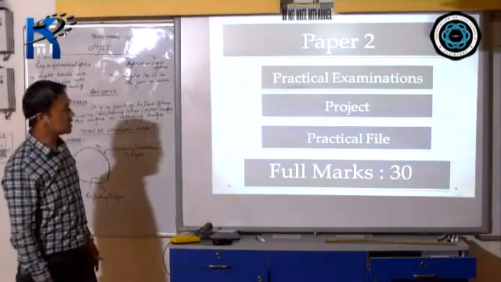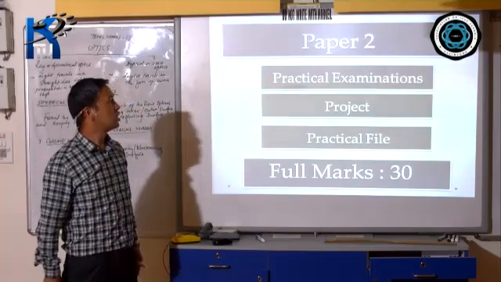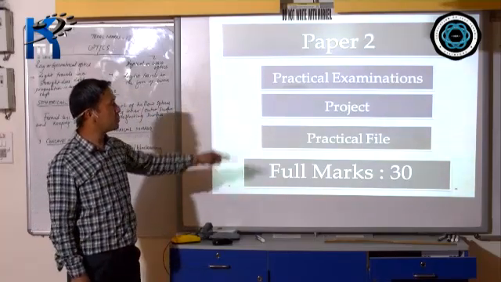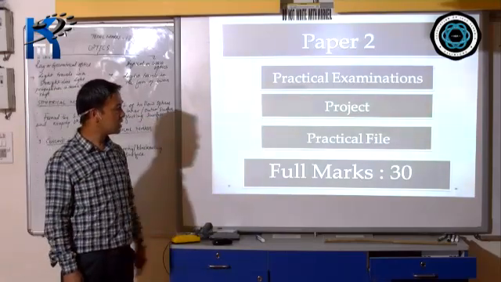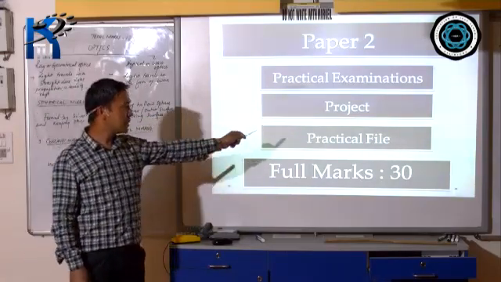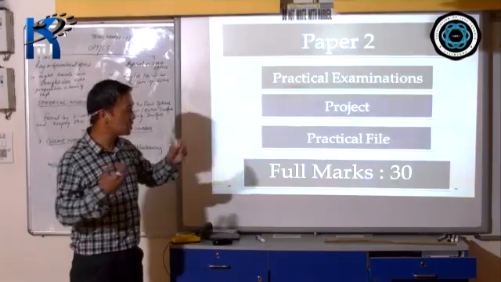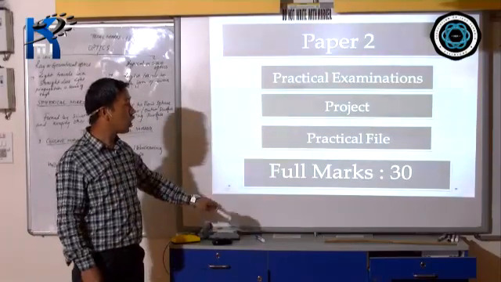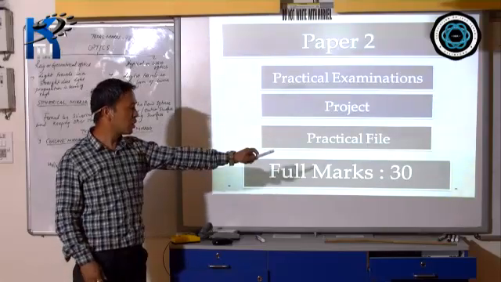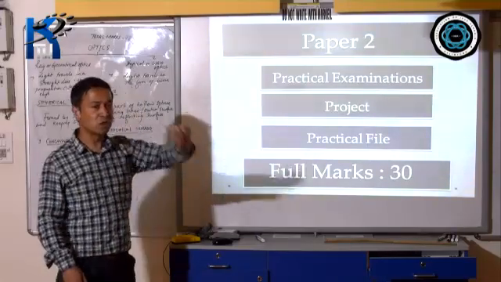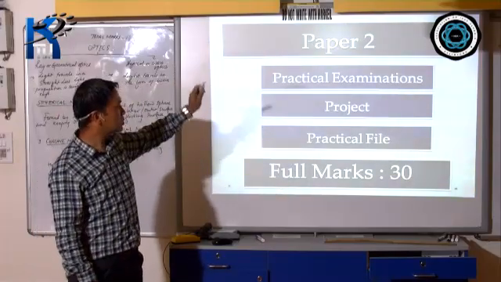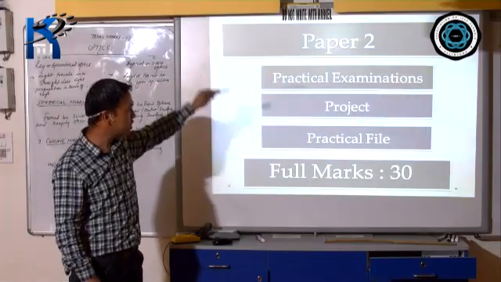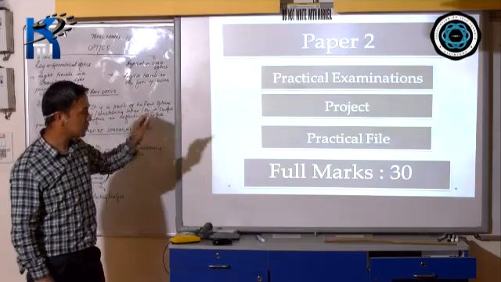Now I move to the next paper, that is paper 2. Paper 2 basically comprises the practical examination, followed by the project, and next is maintaining the practical file or laboratory copy. Out of 100 marks, how many marks is paper 2? 30 marks. So 70 marks is for the theory paper and 30 marks is for paper 2. That comprises the practical examination, project and practical file.